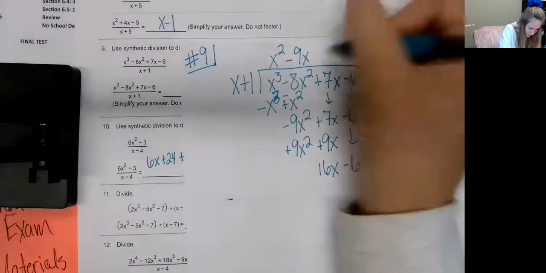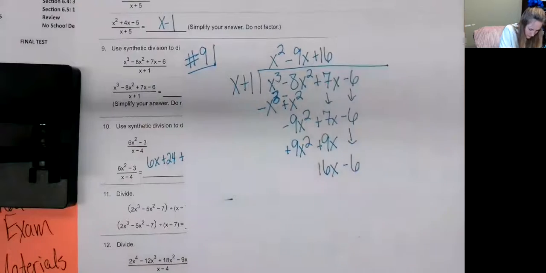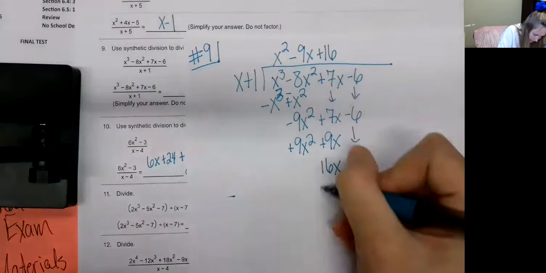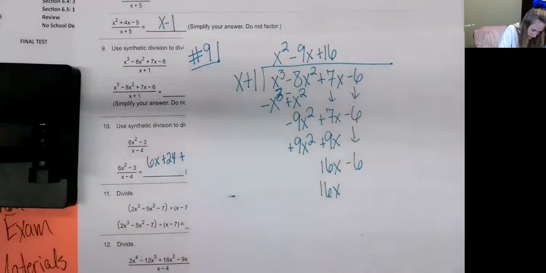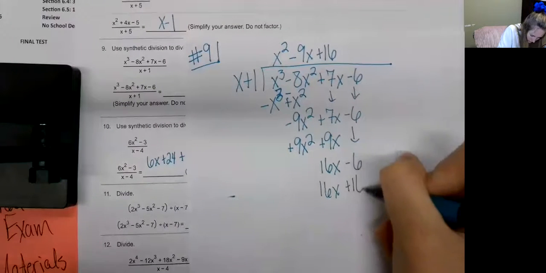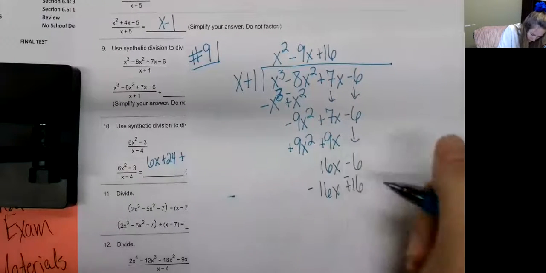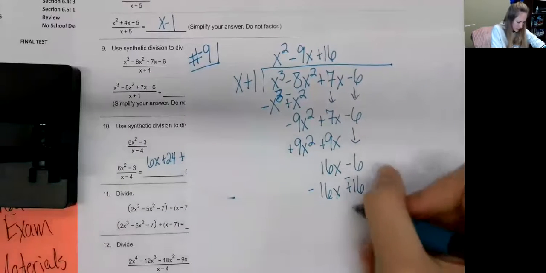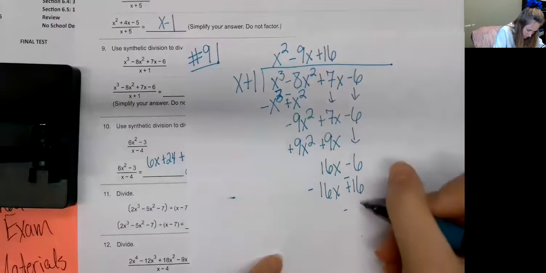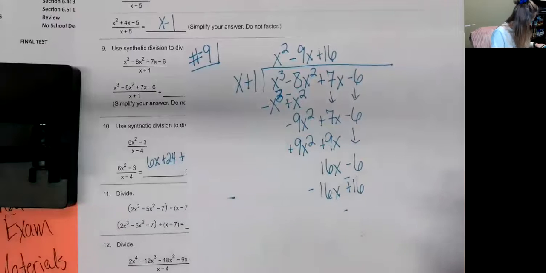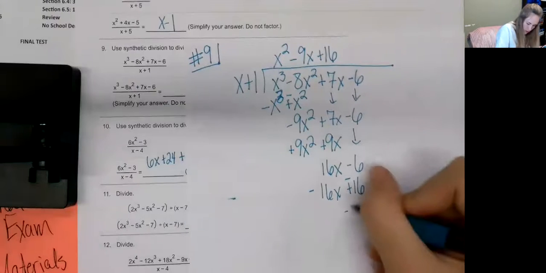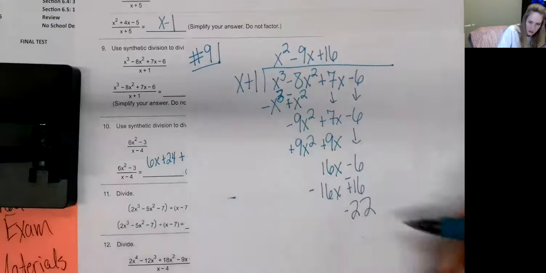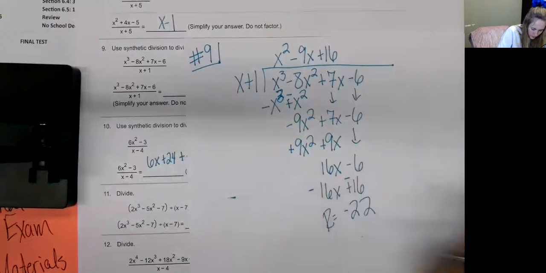Then I need to multiply by a positive 16. 16 times x would be 16x. 16 times 1 would be positive 16. We'll change our signs. That would be 0. Negative 6 subtract 16 would be negative 24. No, negative 22. Double check. Negative 16 subtract 6 is negative 22. X doesn't go into 22. This is going to be our remainder.